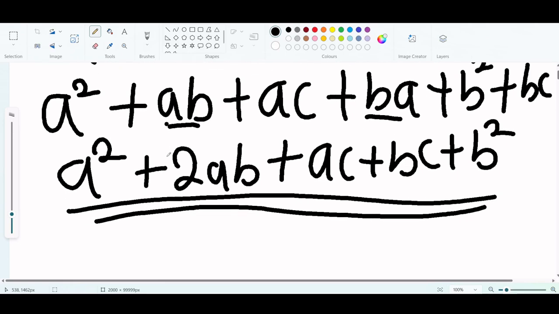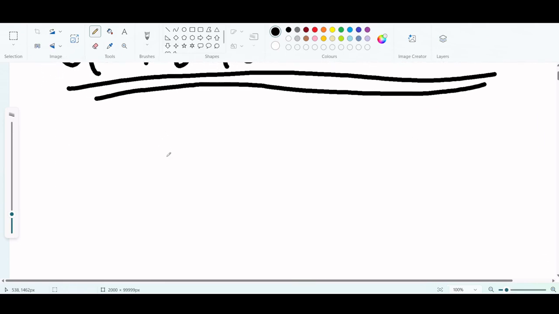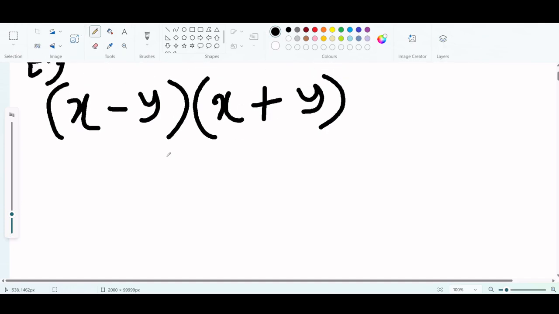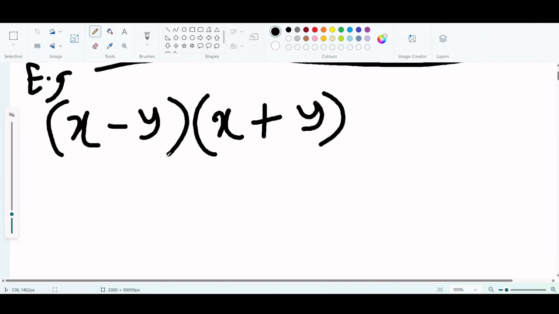Okay, now let's see another question. Let's look at this example now. In this example, we have this bracket and also these brackets. So we want to multiply them. What we said earlier, this x is going to multiply these two, and this y is going to multiply these two. So x times x is going to be x squared. Then x times y, that is plus y, is going to be plus xy.